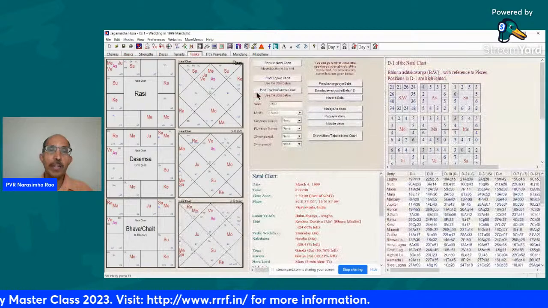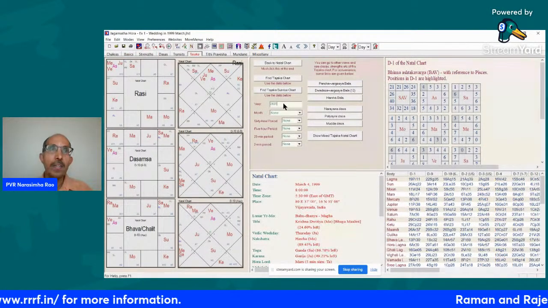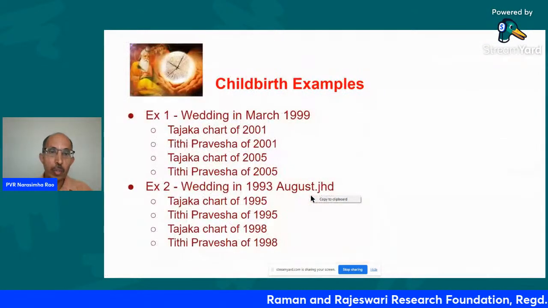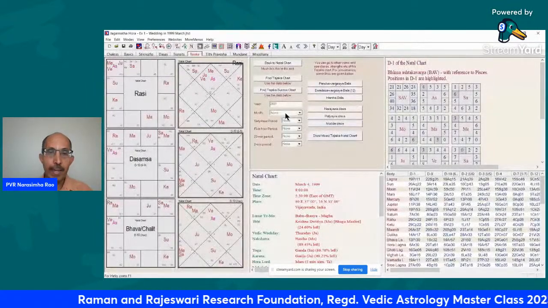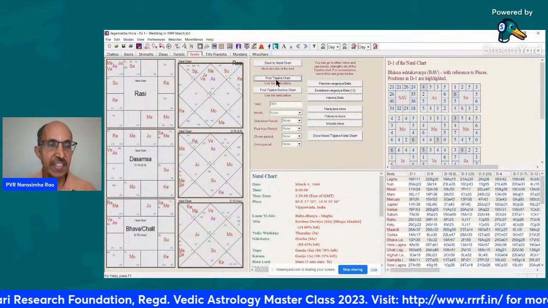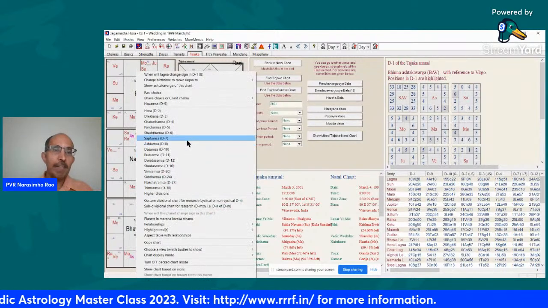So let's look at the Tajika chart of 2001. Let me just double check. 2001, 2005. Okay. We bring it back. 2001 Tajika chart. And we don't care about Dasamsa, look at Navamsa.